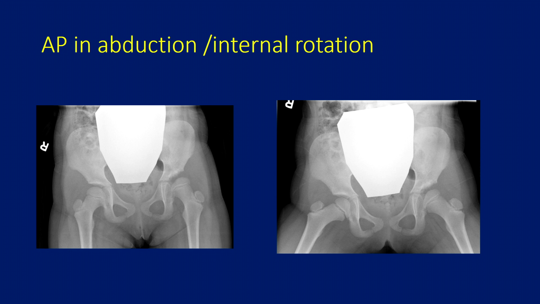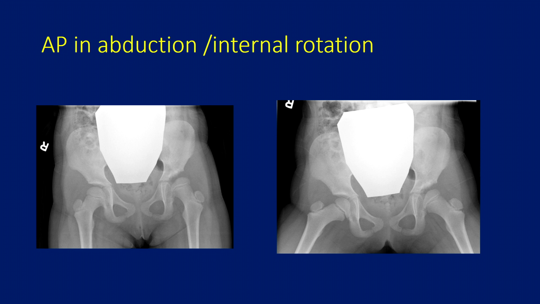One last thing, it's AP in abduction and internal rotation. An extremely valuable X-ray in pediatric orthopedics. If you look at this X-ray, that's a normal value, normal Shenton's line. Here, Shenton's line is broken. There is some acetabular dysplasia. Something has to be done. You cannot leave an acetabular dysplasia like this. But should you also do a femoral osteotomy or not?